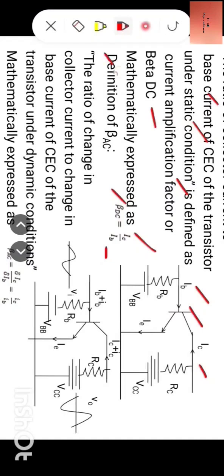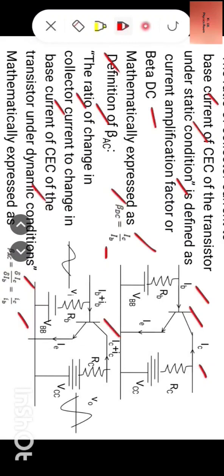Now let us define beta AC of the transistor. The ratio of change in collector current to change in base current of common emitter configuration of the transistor under dynamic conditions is defined as beta AC of the transistor, mathematically expressed as beta AC is equal to delta IC by delta IB, or it is equal to small IC by small IB, the same way as we have defined alpha.